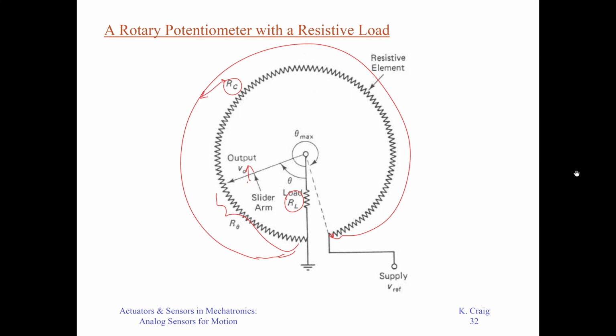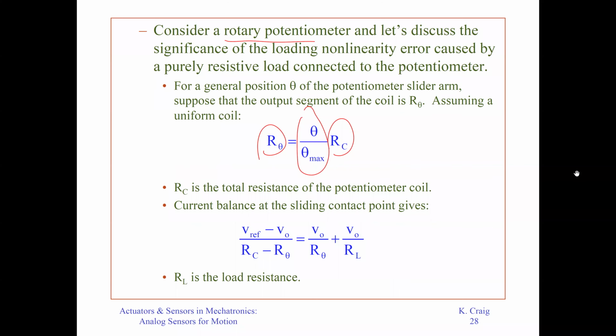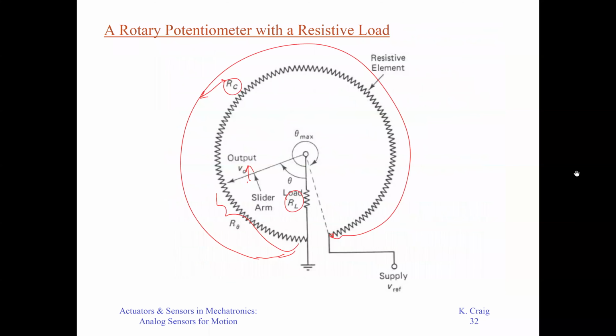So clearly I have R theta. This is the voltage divider kind of thing. Oh, no, sorry, I recall that. It's not a voltage divider, this is physics. So you have this proportion. However, if we check the current, this is KCL: the reference minus output divided by this, we have this relationship. Load resistance.